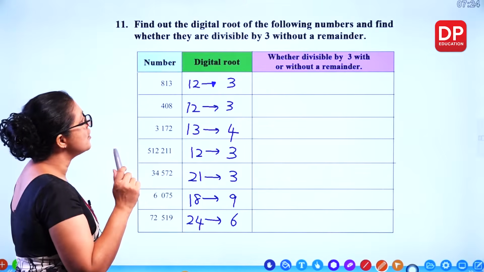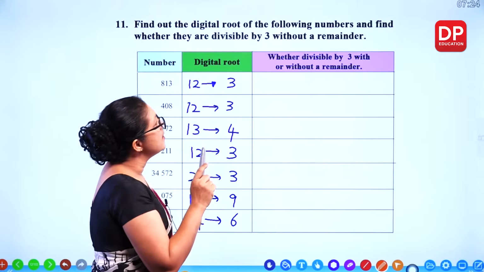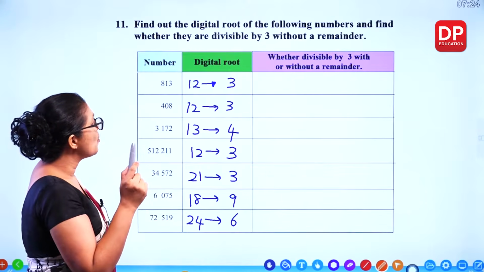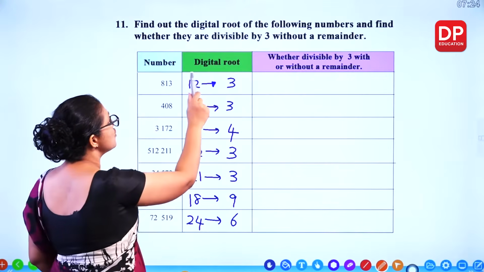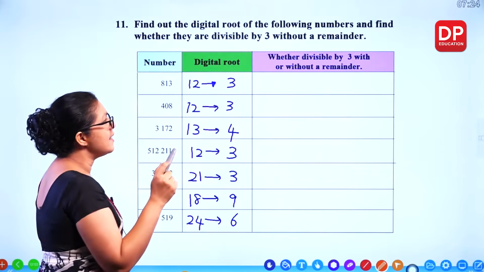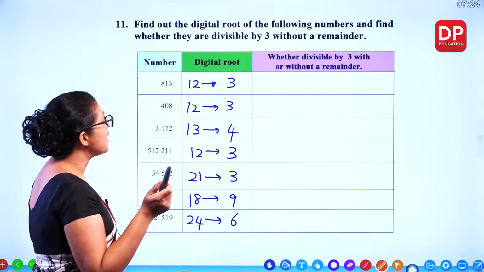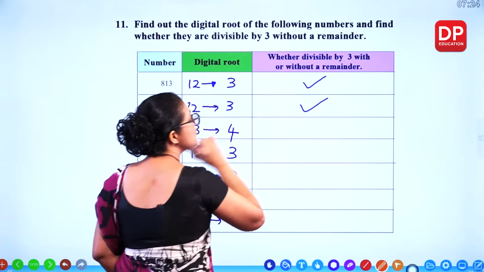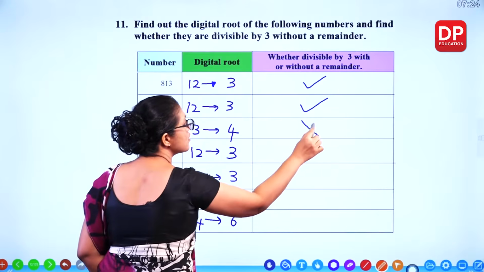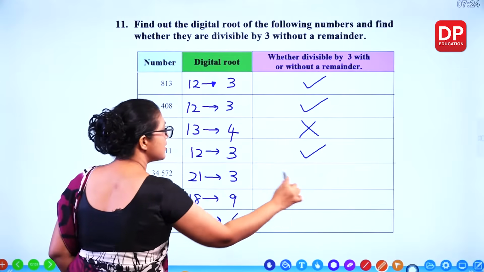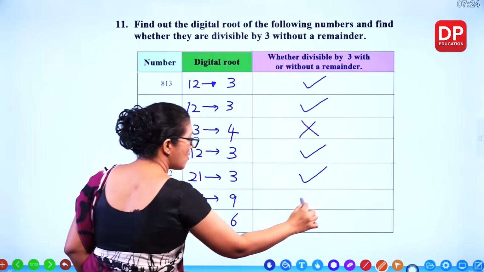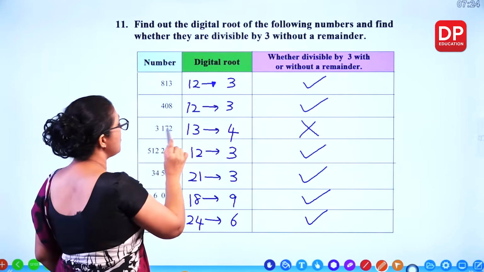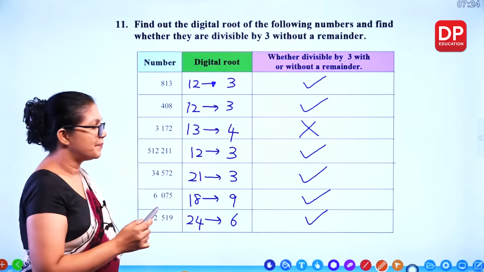Now we found out the digital root. Now check whether this number is divisible by 3 without a remainder. So what's the condition? If the digital root is 3, 6 or 9, the number is divisible by 3. So this is 3, this is divisible by 3. Here also this is divisible by 3, but 4 is not. Here 3 again, yes. Yes, 9 also possible. Here 6 also possible. So only this number is not divisible by 3.